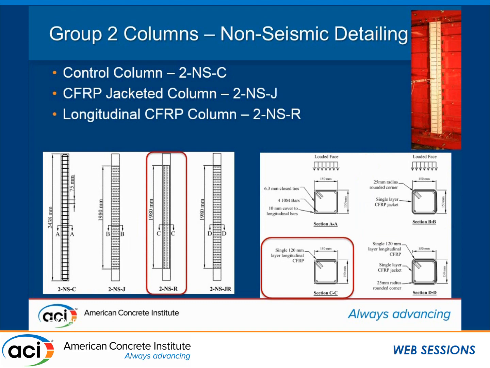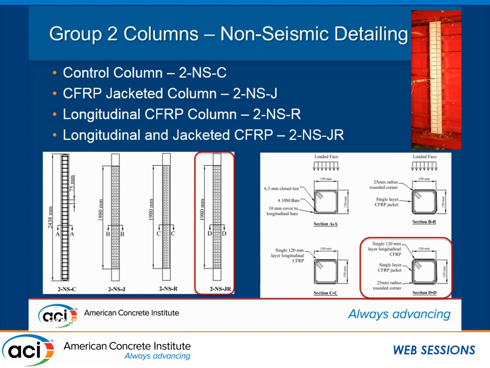And the second retrofit was placing longitudinal FRP that was, I believe, about 120 millimeters wide, over the entire height of the column, terminating just outside of where the supports would be up here, so it wasn't embedded into the support region. And this was done on the front and the back face of the column. And then the final retrofit was the combination of the two, with longitudinal strengthening on the front and back face, and then a jacket provided over top of it.